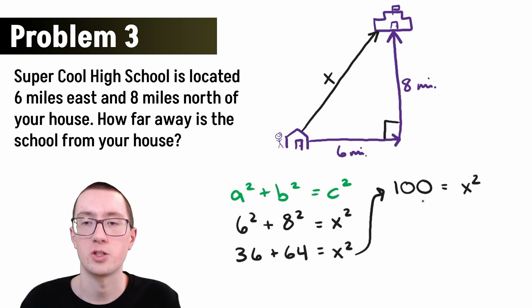Now we've simplified this as much as we can, but we need to solve for x, which means getting x by itself. And the only thing that's stuck to this x right now is this square. So what's the opposite of squaring?